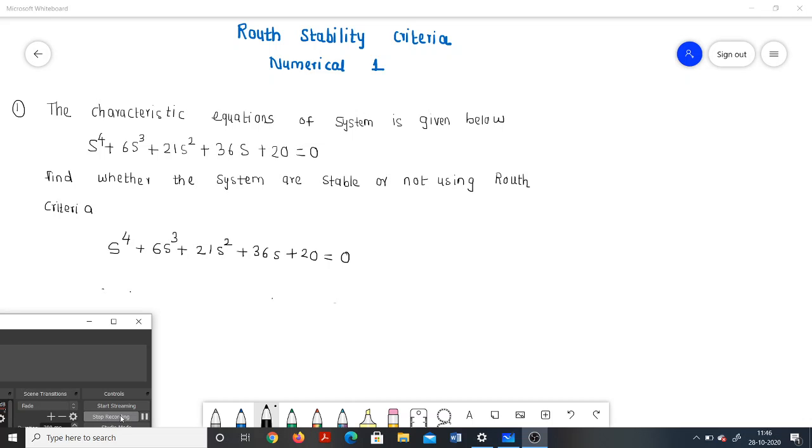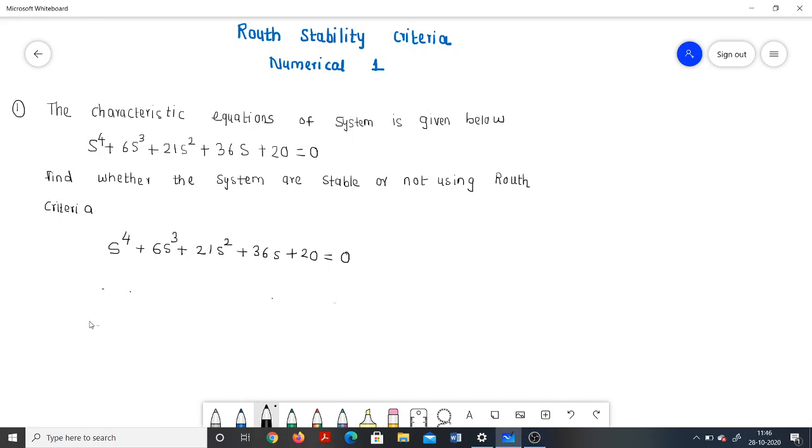Hello students, today we'll be solving a numerical on Routh stability criteria. The problem given is the characteristic equation of the system, and they're asking us to find whether the system is stable or not using the Routh criteria. Now the characteristic equation given is this. We are supposed to find out whether the system is stable or not.